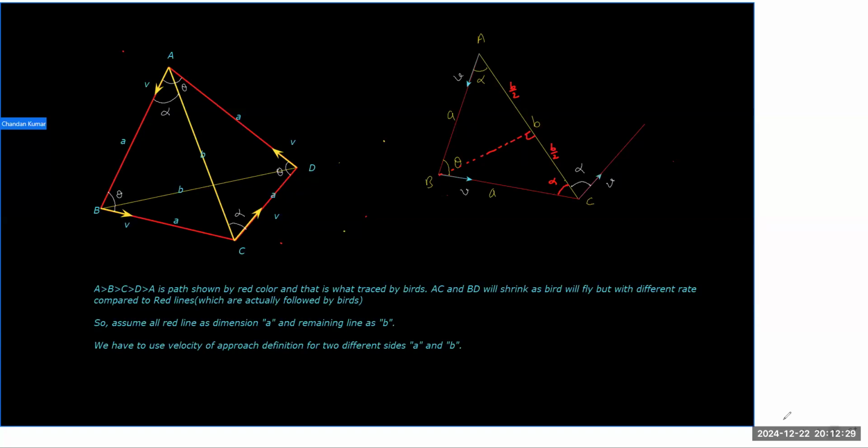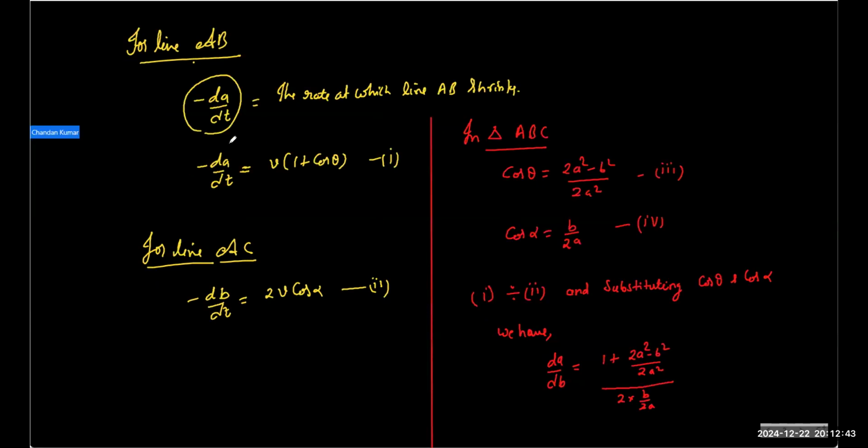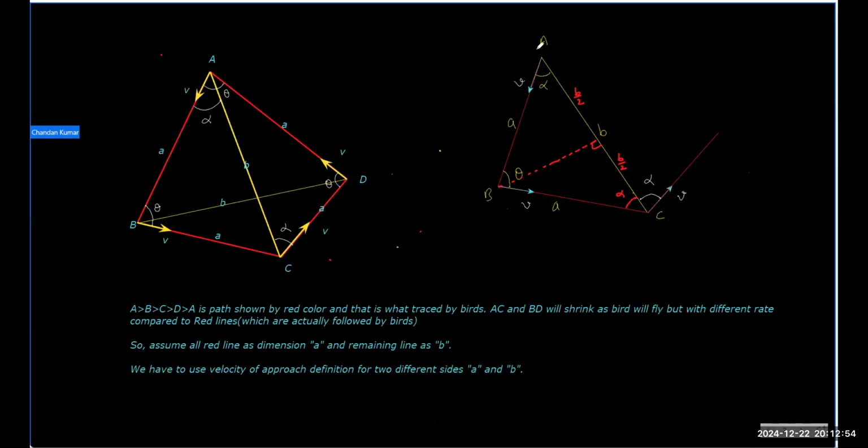So on the next page you can see I have written the velocity of approach. So the dA by dt, okay. This you can see is the first part, which is the velocity of approach of the bird A and B. So as A and B will move together, let's go back to the previous diagram. A is moving along B, but B is moving along C. So we need to take the component of B along the line to get the velocity of approach.